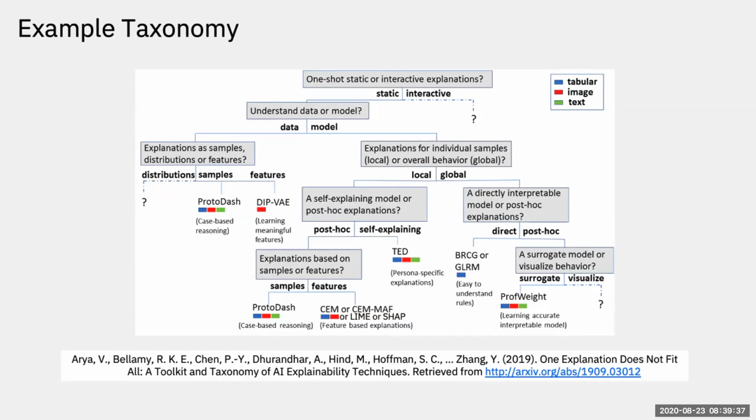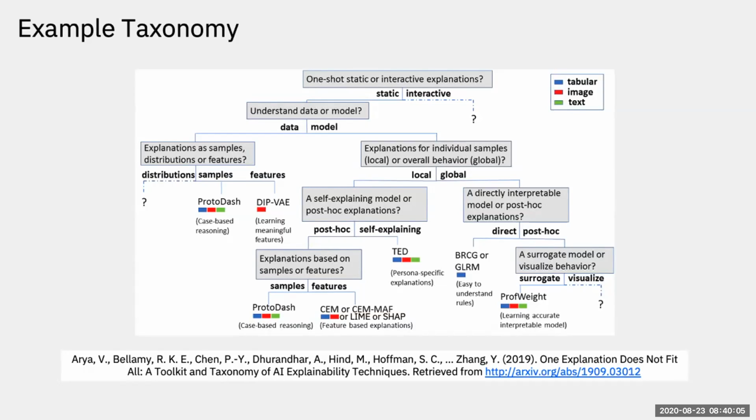On the post hoc branch, again, we have the same question. Are we looking to explain in terms of samples or features? On the sample side, we have Proto-Dash again. On the feature side, we have choices among the contrastive explanations method, as well as more well-known algorithms such as LIME or SHAP.